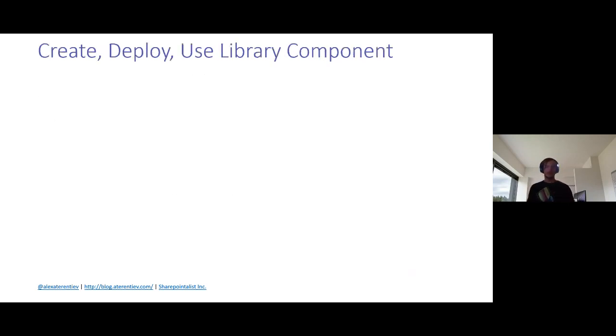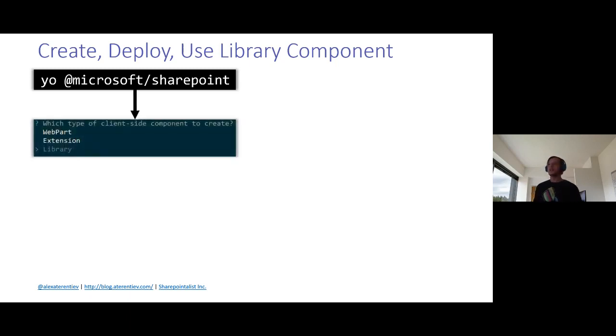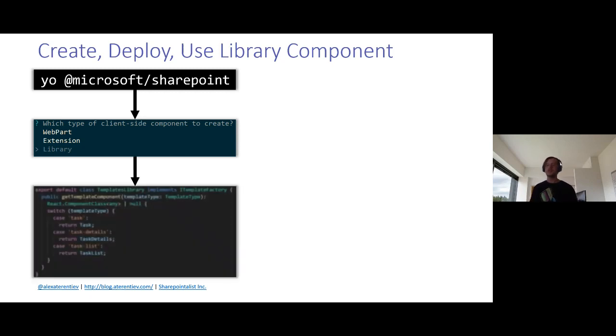Create, deploy, and use library component. So the creation and deployment process of a library component is pretty similar to any other SPFx solution. First, we are scaffolding our project using Yeoman generator, and when Yeoman asks us what type of client-side component we want to create, we're selecting library. Next step is, of course, implement your custom logic.